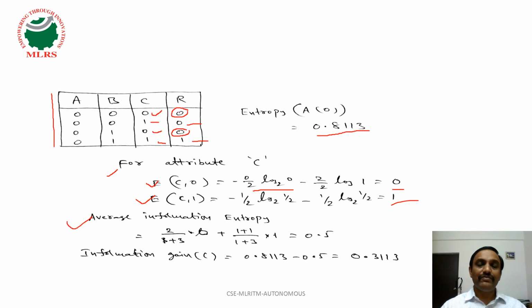Now the average information entropy. How many examples are there in total? 4 examples. So 2 divided by 4 multiplied by 0, plus 2 divided by 4 multiplied by 1, equal to 0.5. Then the information gain of C is 0.8113 minus 0.5, so that is 0.3113. You observe in this case that both B and C got the same information gain value.